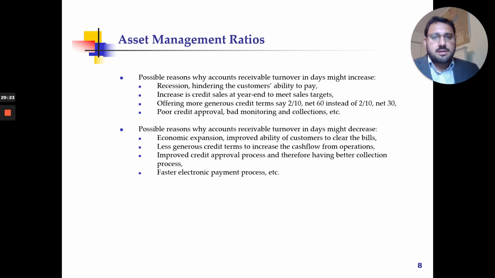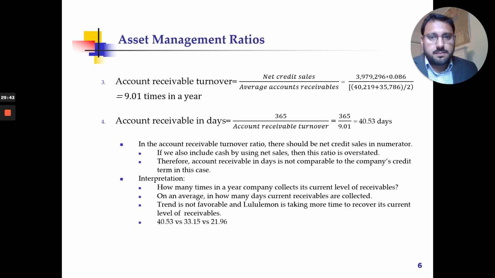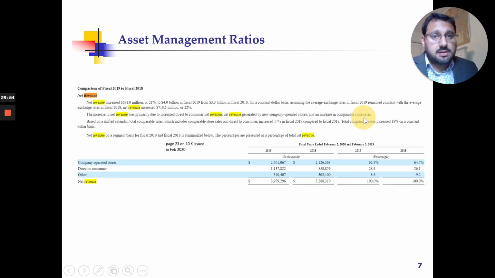Now, there are many reasons why this receivable turnover in days might increase. For example, there may be a recession. So I'm talking about the receivable turnover in days, not the turnover. The turnover will actually go into the denominator while calculating the account receivable in days. Again, we want this days lower, but if it is high, there can be many reasons.